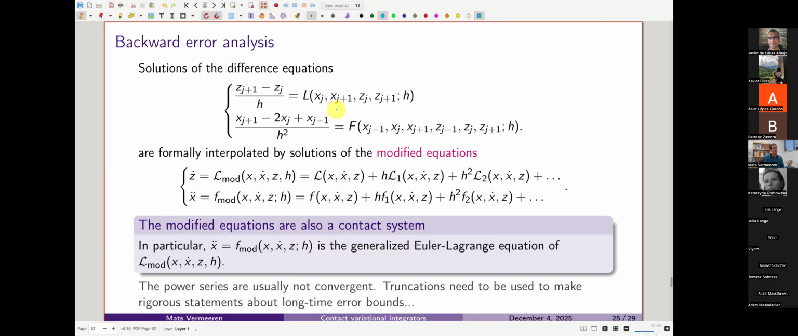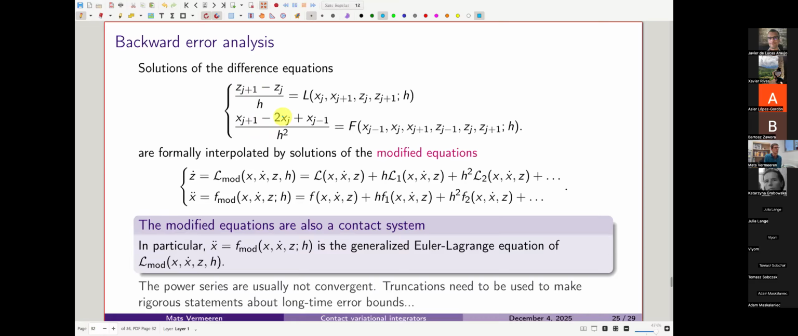So out of my Herglotz principle, I can decompose the equations as the Euler-Lagrange equation, which I can suggestively write as the second order difference equation. And the first equation here is just rewriting the difference equation for z that defines the Herglotz principle. So I look at solutions of this difference equation, and I ask the question, what continuous system would they have solved exactly?